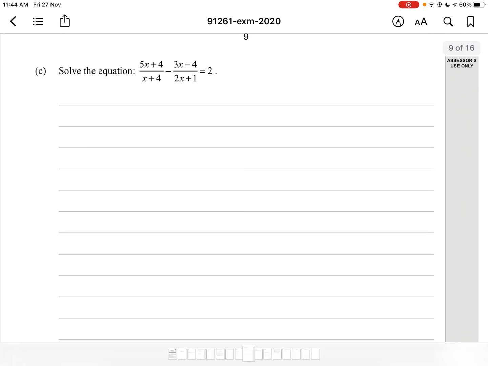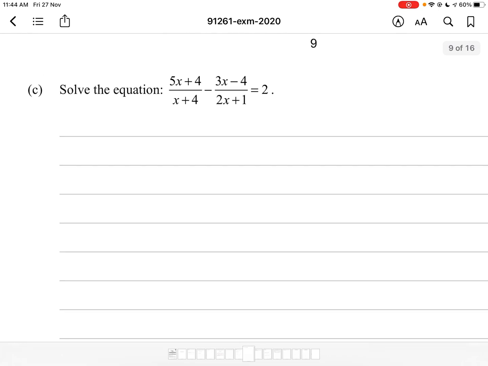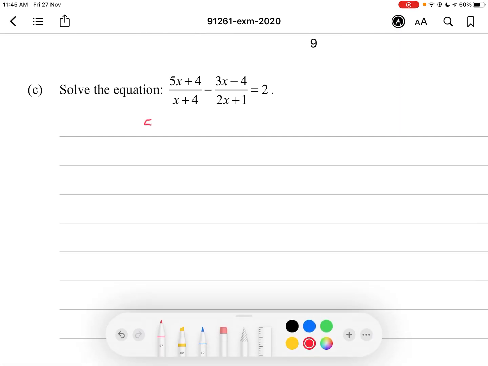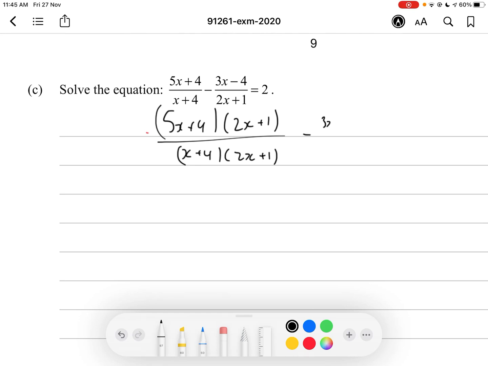Alright, so question C, solve the equation (5x plus 4) over (x plus 4) minus (3x minus 4) over (2x plus 1) equals 2. Alright, so in this case, we're going to be making the same denominator, so we can add and subtract the numerators. So we're going to cross multiply, so we have (5x plus 4) multiplied by (2x plus 1) over (x plus 4) times (2x plus 1), minus (3x minus 4) times (x plus 4), all over (x plus 4) times (2x plus 1).